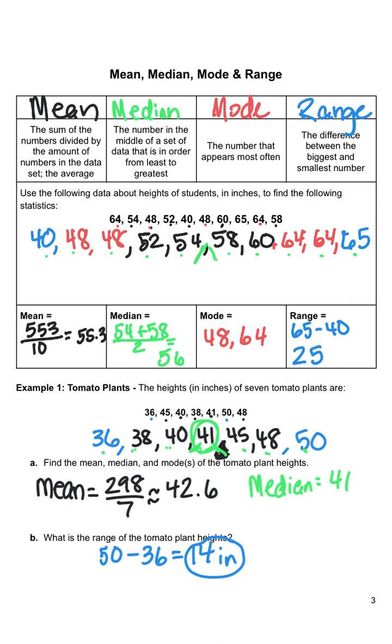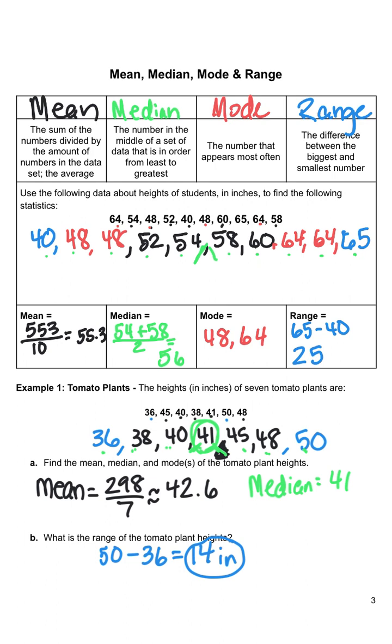So when you have an odd number of numbers, the median will be the middle number in your set. When you have an even number of numbers, you'll have to find that median. But our median is 41, which is really close to the mean. So this data is kind of distributed evenly.